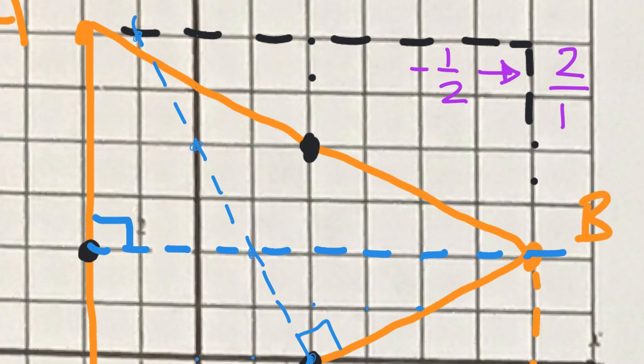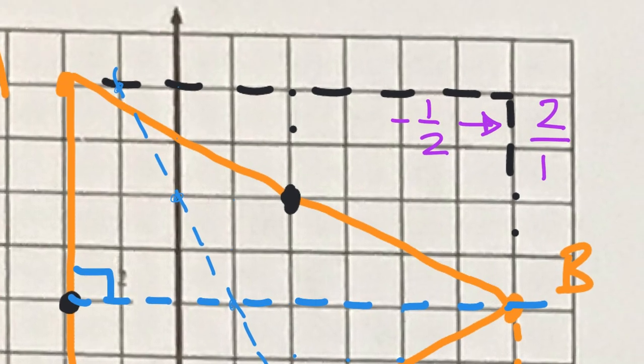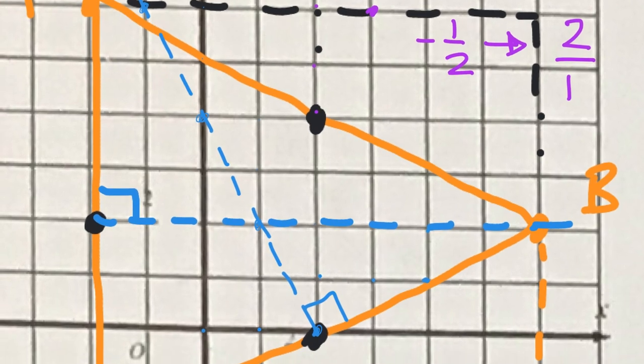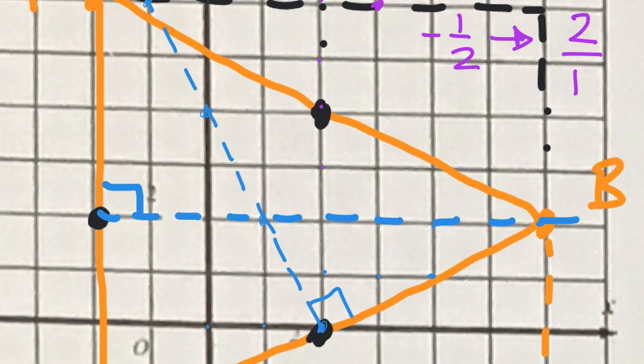+2 over 1. Now, +2 over 1 is up 2 and right 1 units, but that's going farther away from my triangle, so that's not really helping me. So up and right is a positive. Also, down and left is a positive slope. So this is the perpendicular bisector line of side AB.